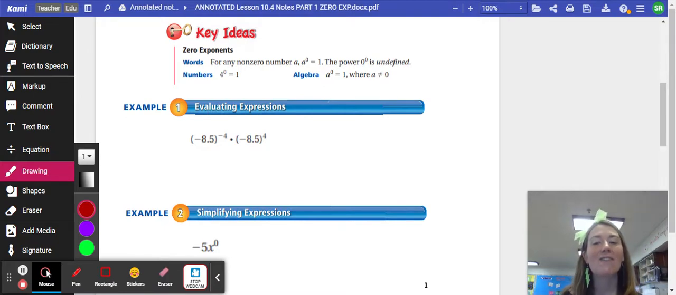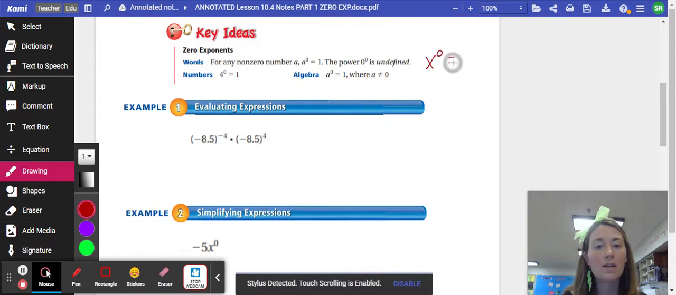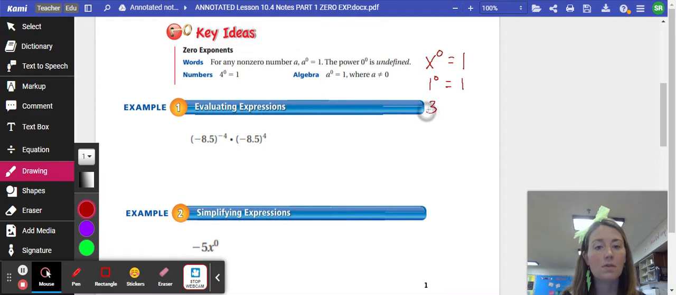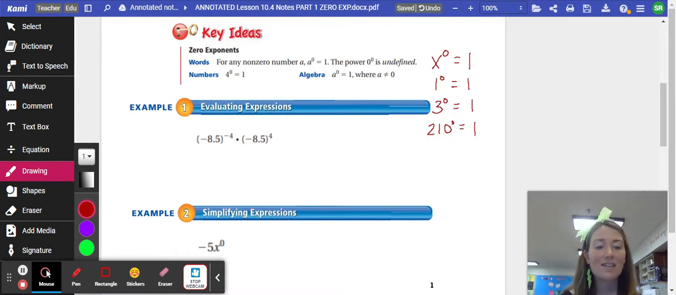But when we have a non-zero number as our base and the exponent is 0, we know that's equal to 1. So any number to the power of 0 is 1. So x to the 0 power is 1, 1 to the 0 power is 1, 3 to the 0 power is 1, 210 to the 0 power is 1. Anything to the 0 power is 1 as long as that base number is not 0.